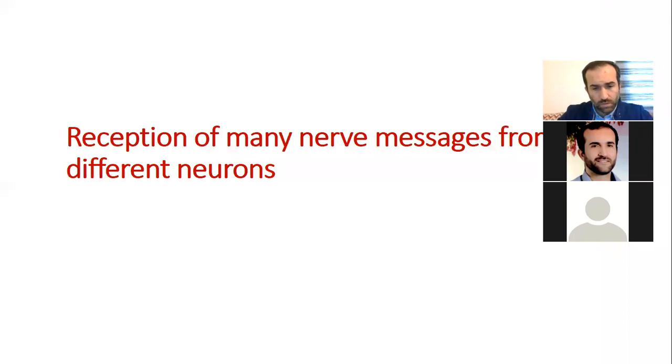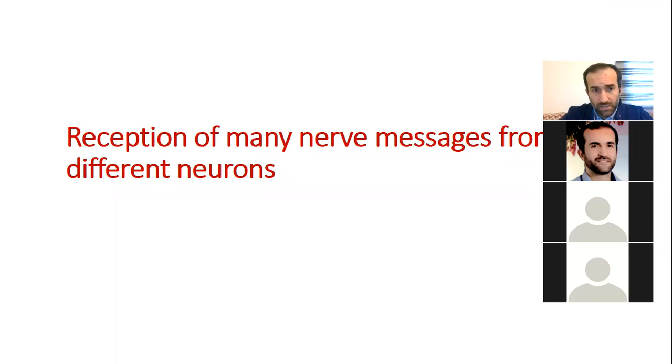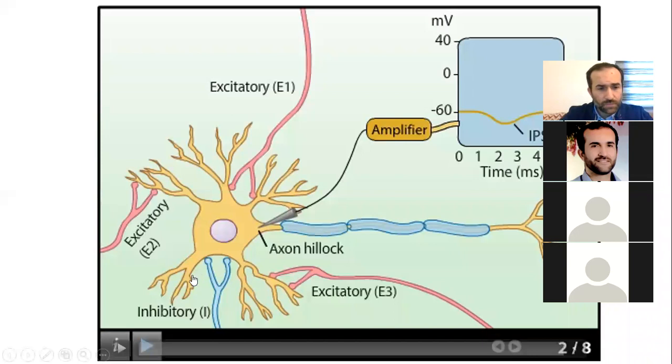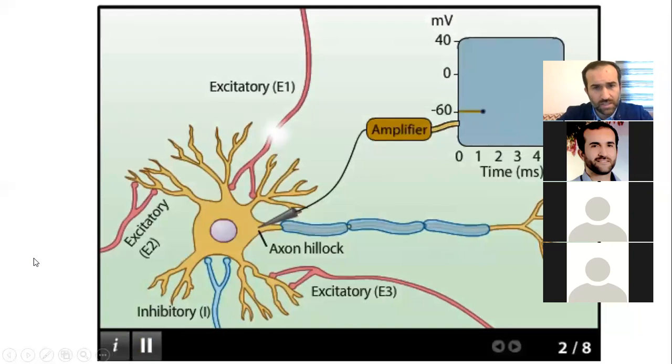Let's see. Now I want your help. In this new concept, there is an attempt to explain the reaction of that girl that was receiving two messages at the same time. Because of that, I titled this part "Reception of Many Nerve Messages from Different Neurons." Let's see. If, in this case, the neuron is receiving two messages, this is the first message. Do you see it? Yes. What did it give?